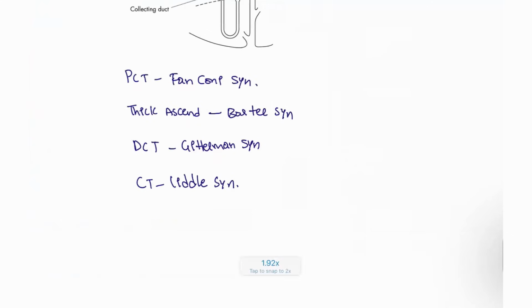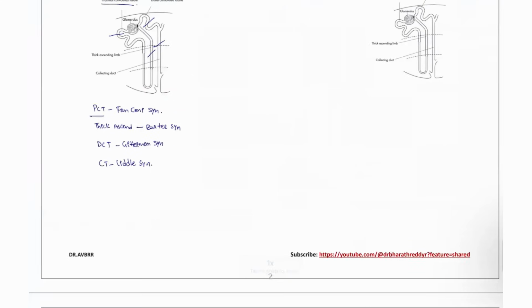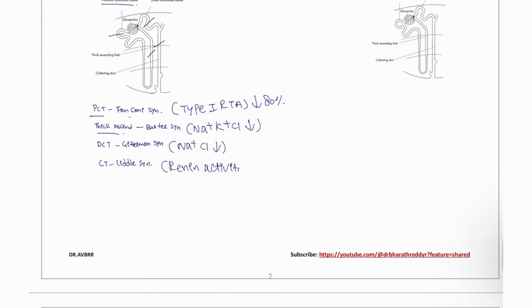What are they going to affect, guys? If it is the PCT, Fanconi syndrome, you are going to see type 1 RTA, and almost 80% of the filtration will be decreased. In Bartter syndrome, sodium, potassium, chloride absorption will be decreased. In Gitelman, you are going to see sodium and calcium reabsorption decreased. In Liddle syndrome, renin activity will be disturbed along with the aldosterone.